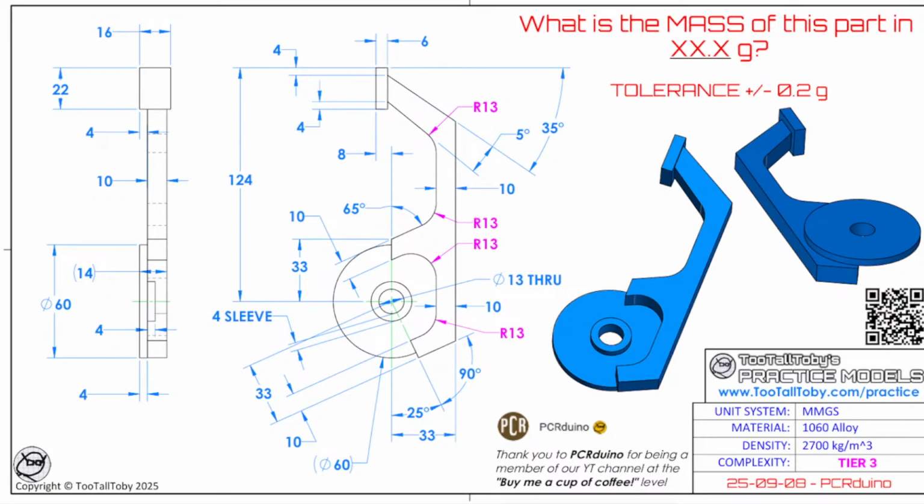You can see that this model is created in 1060 aluminum. It's made in millimeters, mmgs. And the question is, what is the mass of this part in x.x grams?